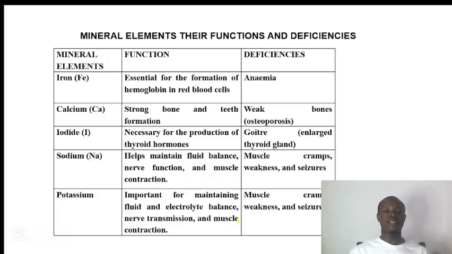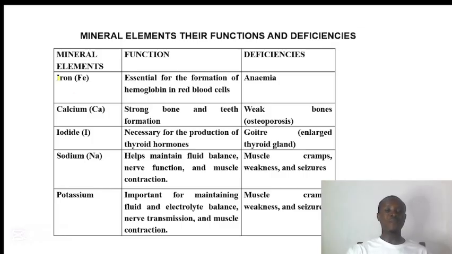And lastly, the last class of food that we are going to discuss, what are they? The minerals. That is the mineral nutrient or mineral element. Most often, students call this one mineral salt. It is not mineral salt, it is mineral nutrient or mineral element. So under the mineral elements, we are going to discuss some of them, not all. We have many of them. We are going to discuss these based on exam purpose.